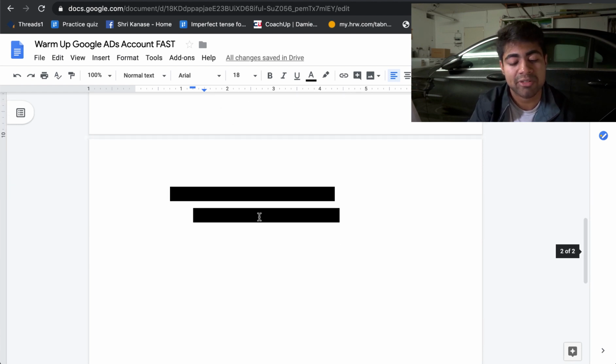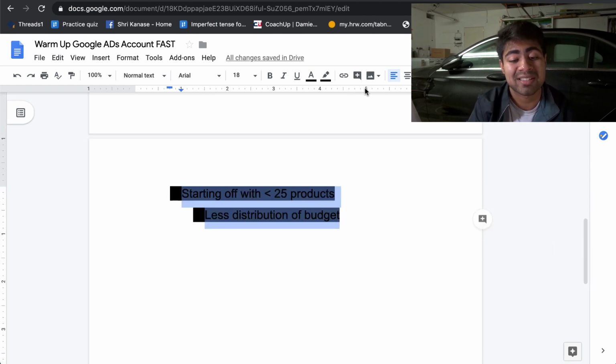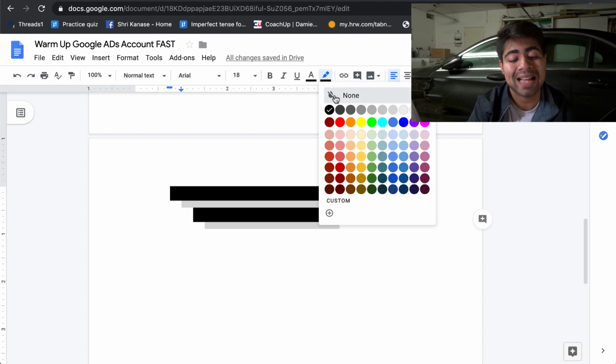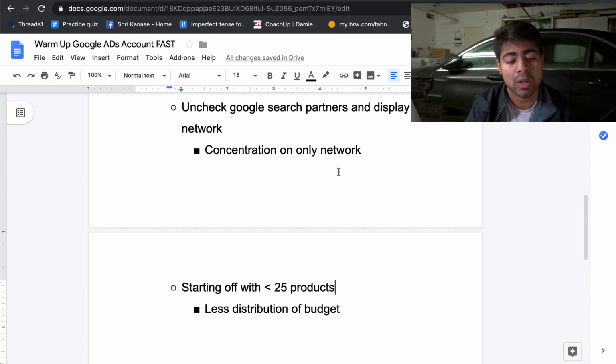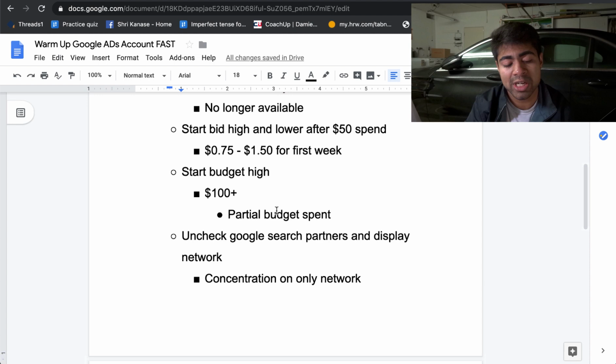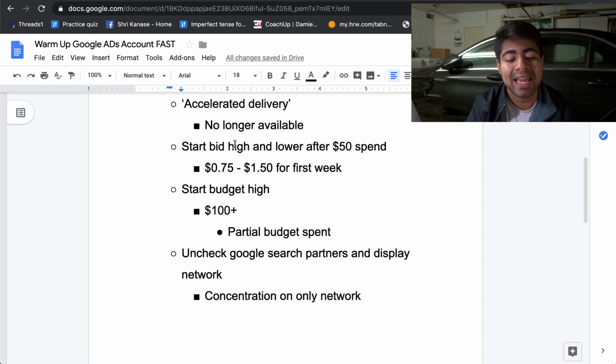But this brings me to my final point on how to really accelerate the warm-up period for your Google Ads account, and that is start off with less than 25 products, especially if you're running shopping ads. And one more thing, these methods also work for search campaigns as well, only the last one may not work. But for search campaigns, you may want to start the budget high and start the bid high as well, and then lower maybe on the second or third day.